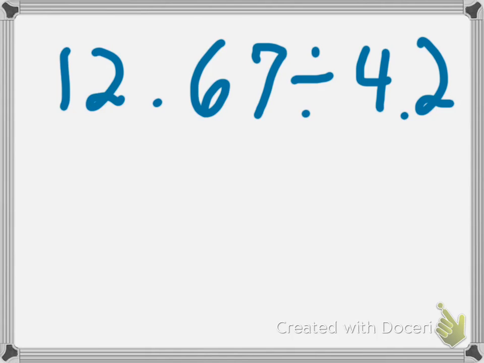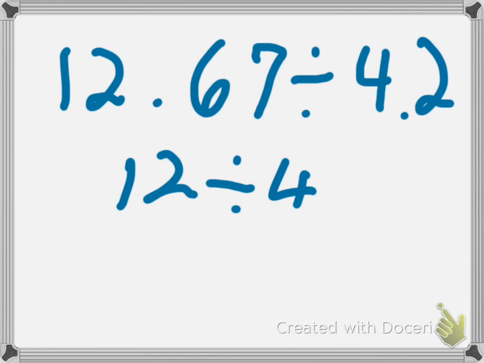Now, very similar to multiplying with decimals, the most important thing to do first is to estimate. So if I first estimate 12 and 67 hundredths to 12, and 4 and 2/10 to 4, I know my quotient has to be close to 3.